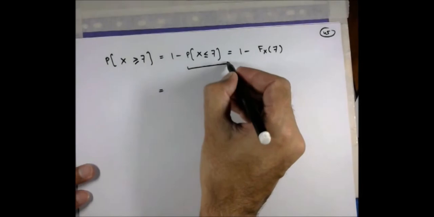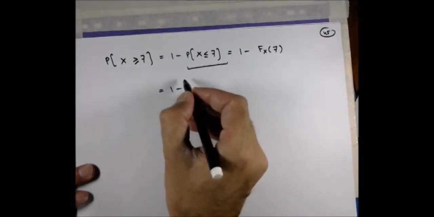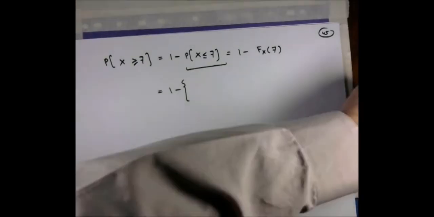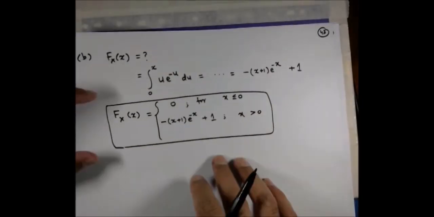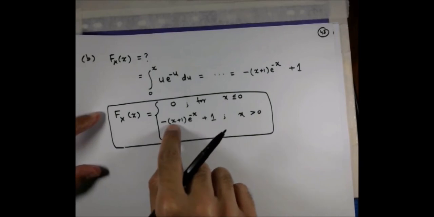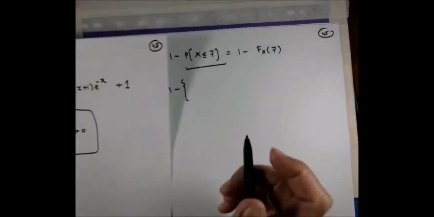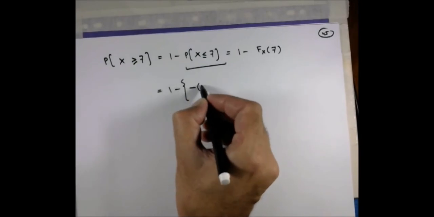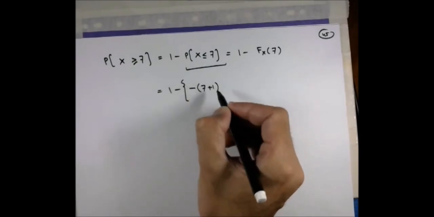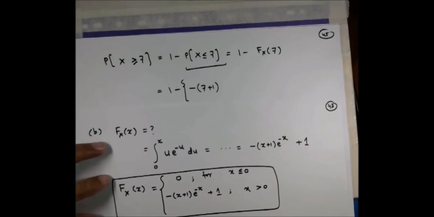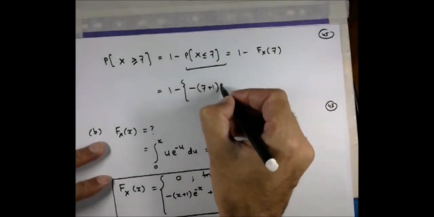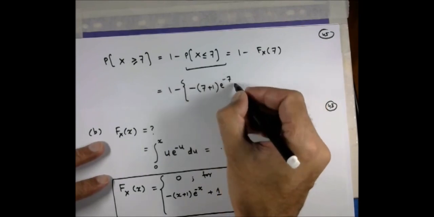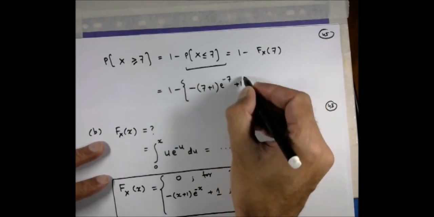So I can write it as 1 minus the expression of the CDF, and then I'll replace x with 7. So this will become minus times 7 plus 1 e raised to power minus 7 then plus 1.